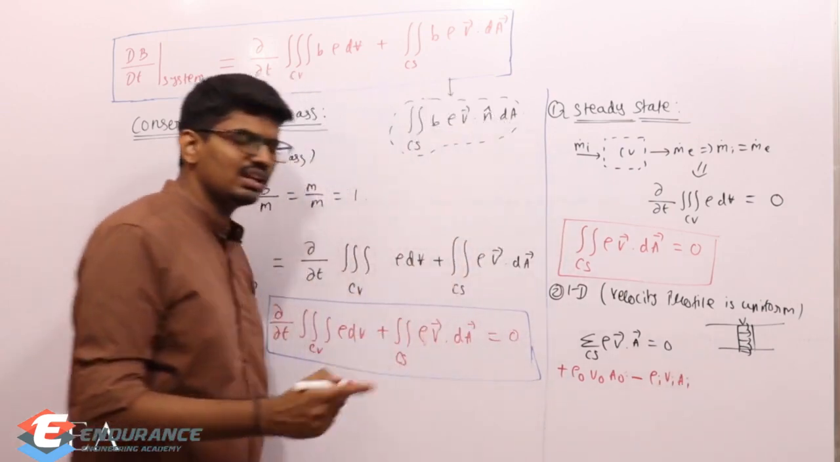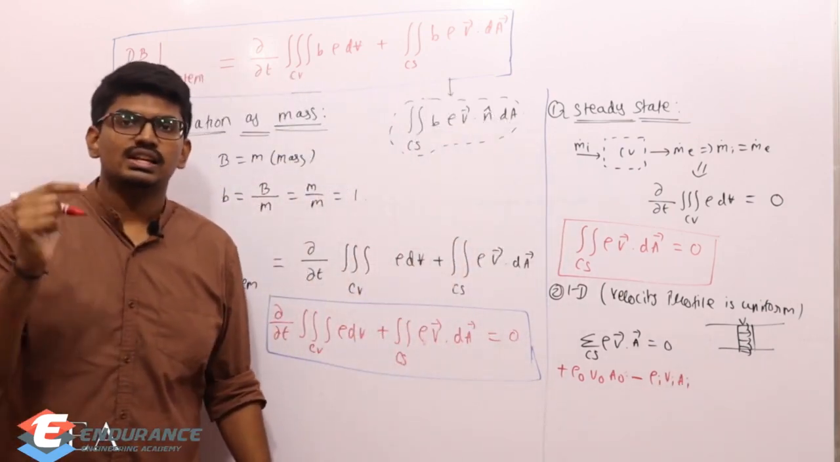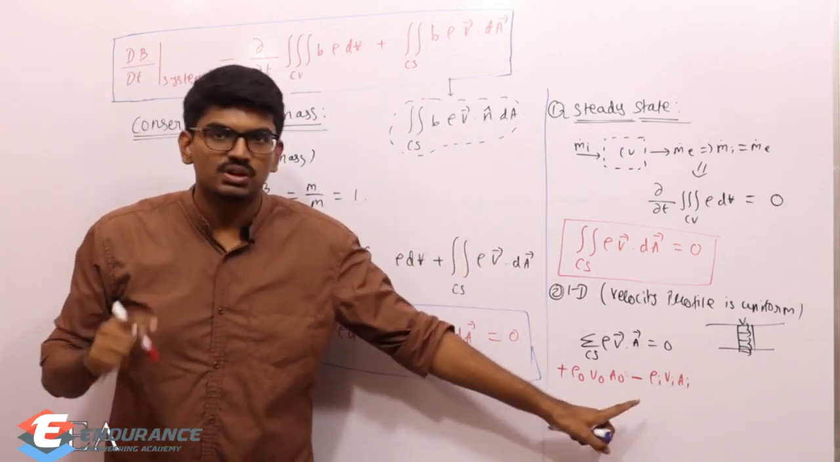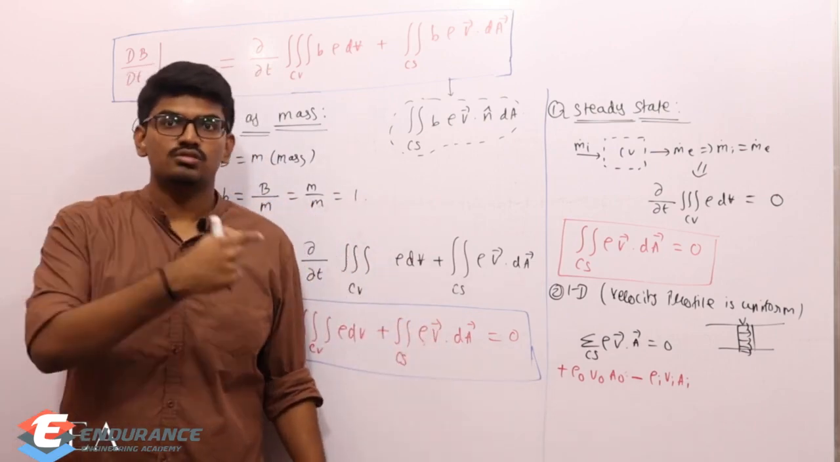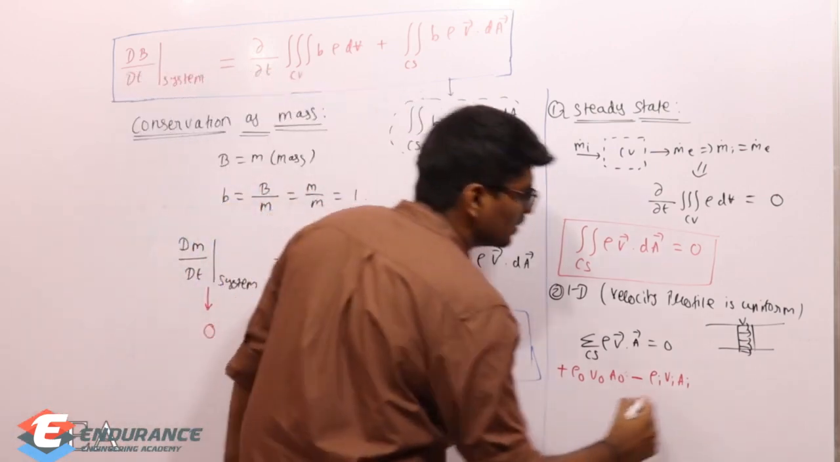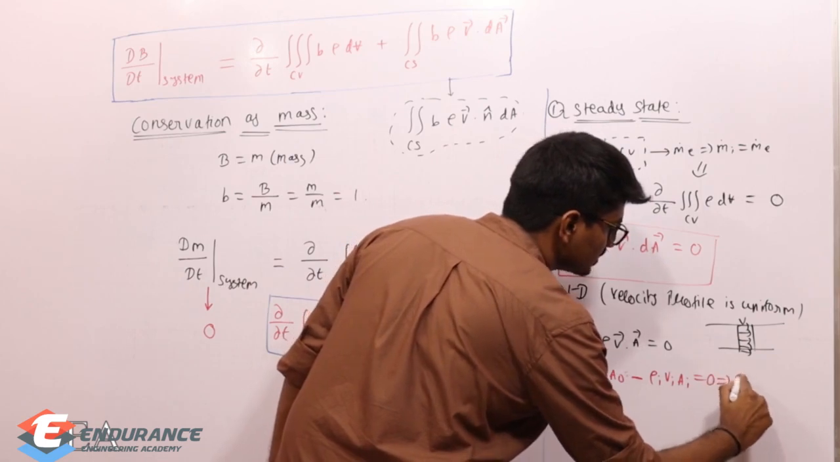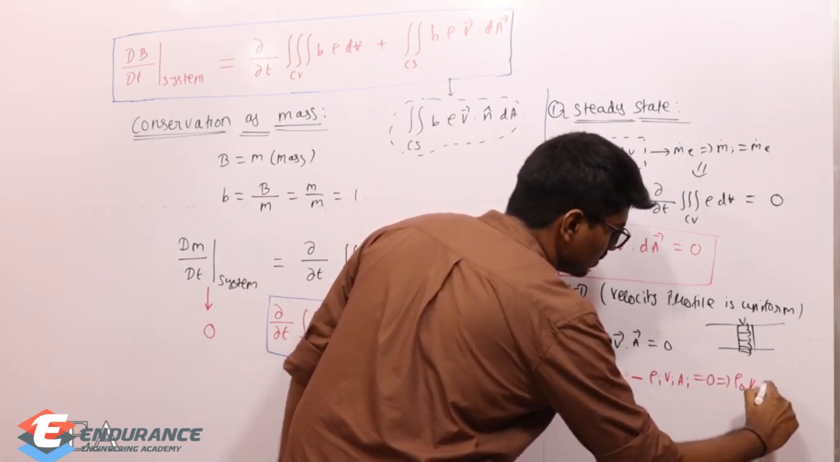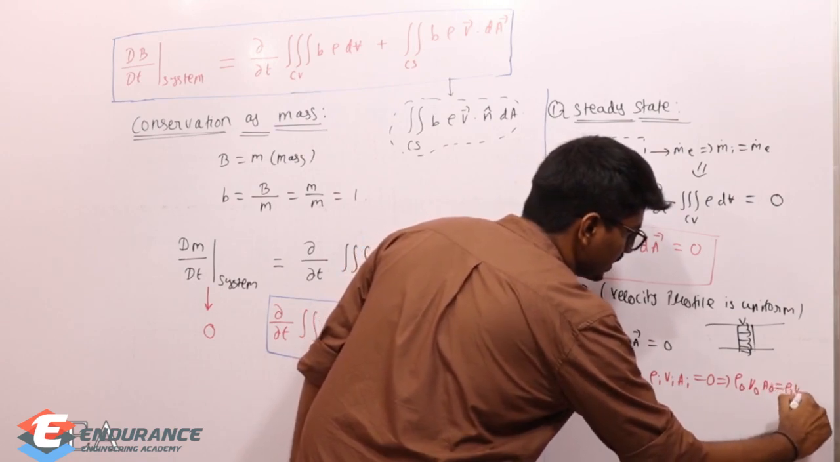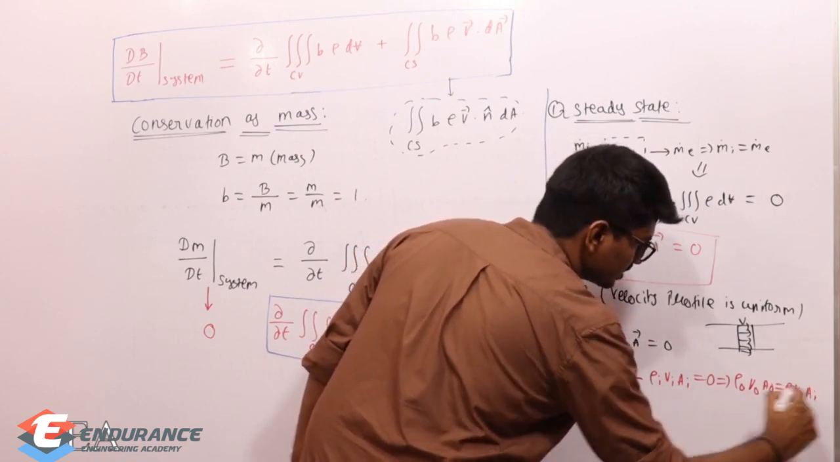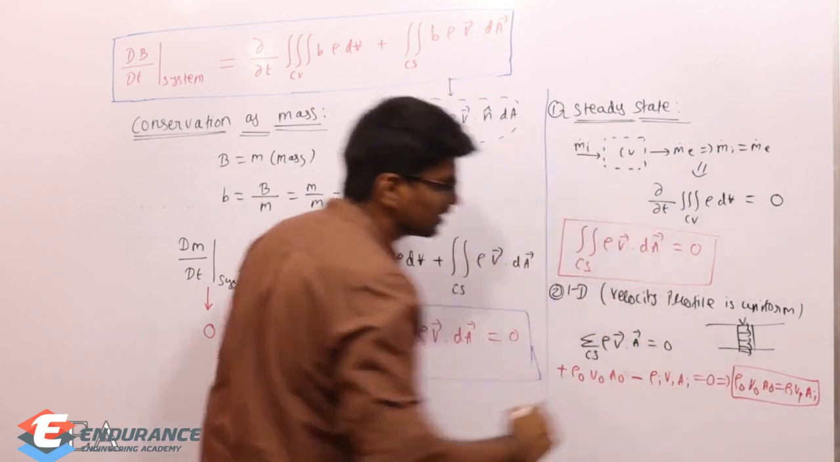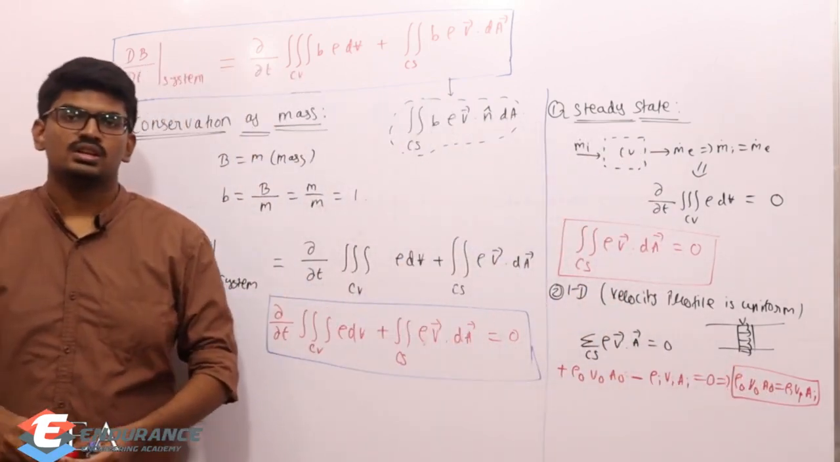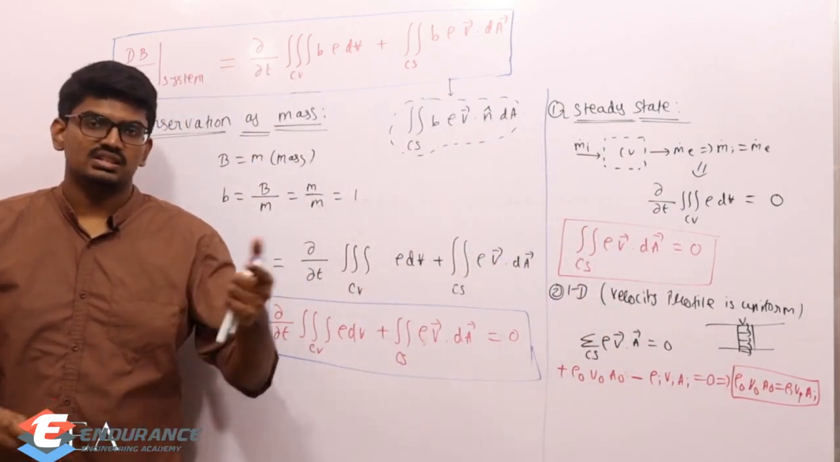What is this rho_i V_i A_i? Density at the inlet, velocity at the inlet, area at the inlet. And why am I using minus? Because we know that inflow has to be taken as negative, outflow has to be taken as positive. That will be equal to 0, which implies rho_o V_o A_o is equal to rho_i V_i A_i. I'm sorry, space is constrained, so I'm writing it like this. And what is that equation? The continuity equation for one-dimensional steady flow.